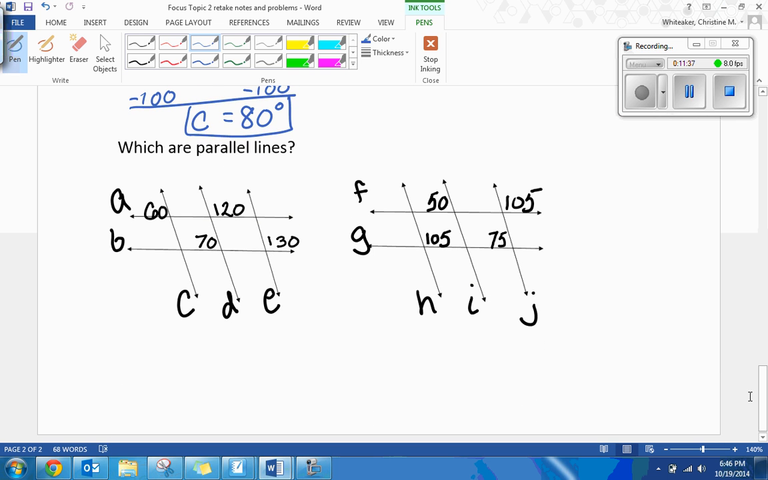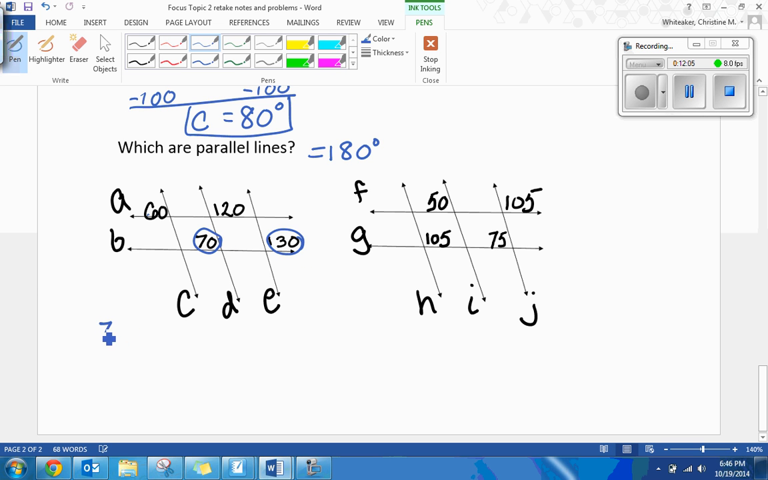Okay, so let's go down and review these, which lines are parallel. Okay, so we want these equal 180 degrees. We want two of these numbers equal to 180 degrees. So let's take a look. So we know 60 and 70 are going to be too small. That's going to be 130, and that's just too small. So let's take a look and see if, let's see, 70 seems like a good number. So let's look at 70 and 130.